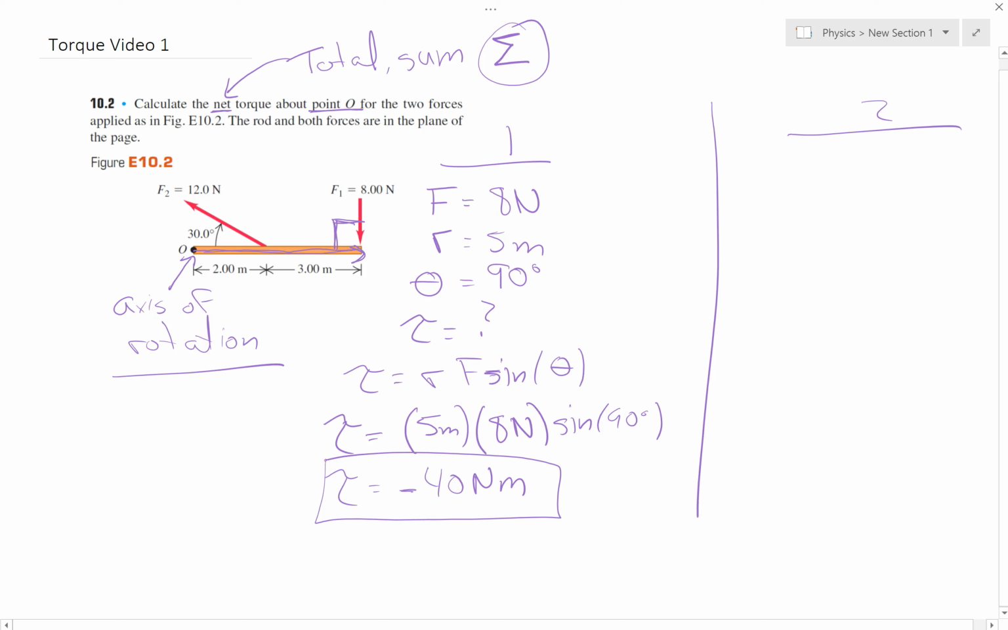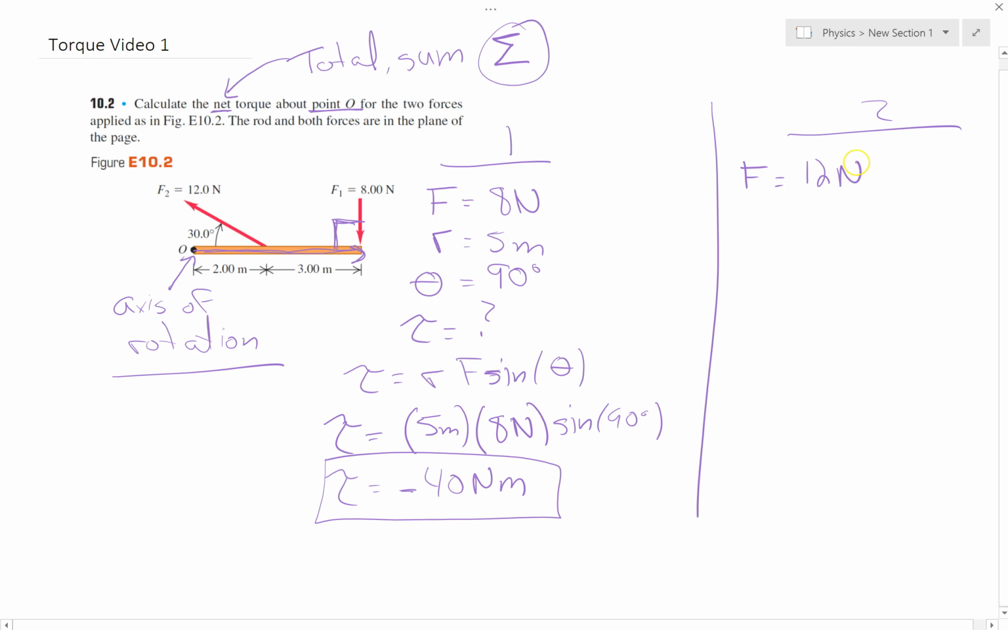Now notice that when I did this, I completely ignored force 2. I don't care about force 2 right now. All I care about is what force 1 would do. And I'm going to do the same thing with force 2. I'm going to ignore force 1, and I'm just going to calculate what force 2 would do if it was by itself.